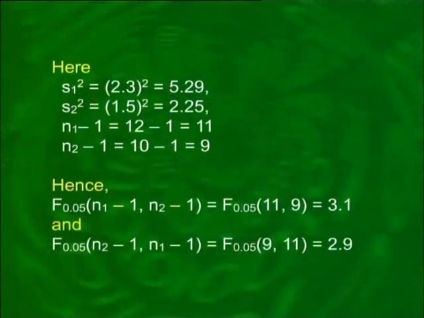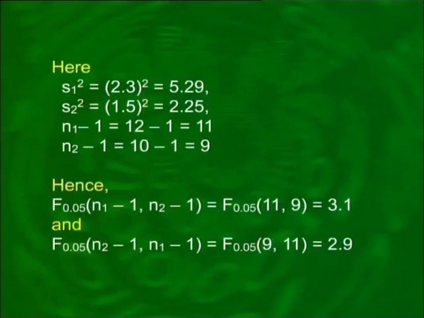As you now see on the slide, we have S1 square equal to 2.3 square, and that is 5.29. Similarly, S2 square is 1.5 square, and that is 2.25. N1 minus 1 is 12 minus 1, and that is 11, and N2 minus 1 is 10 minus 1, and that is 9.